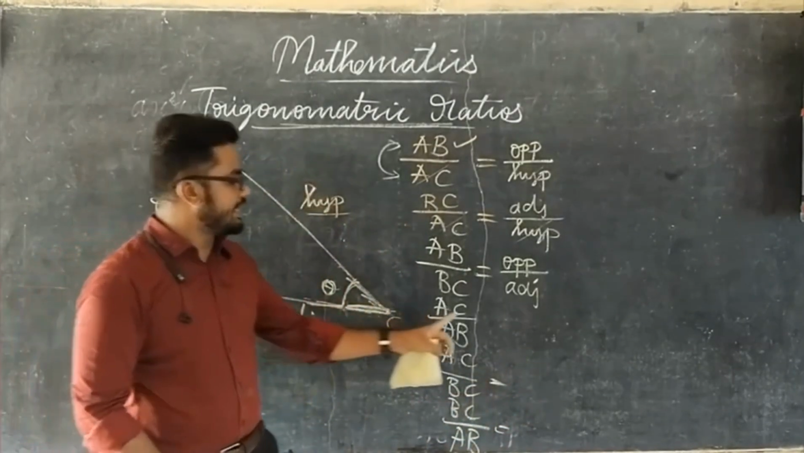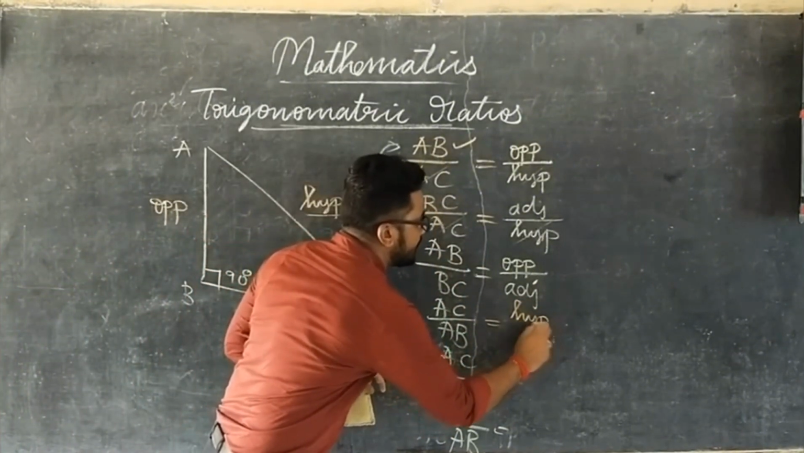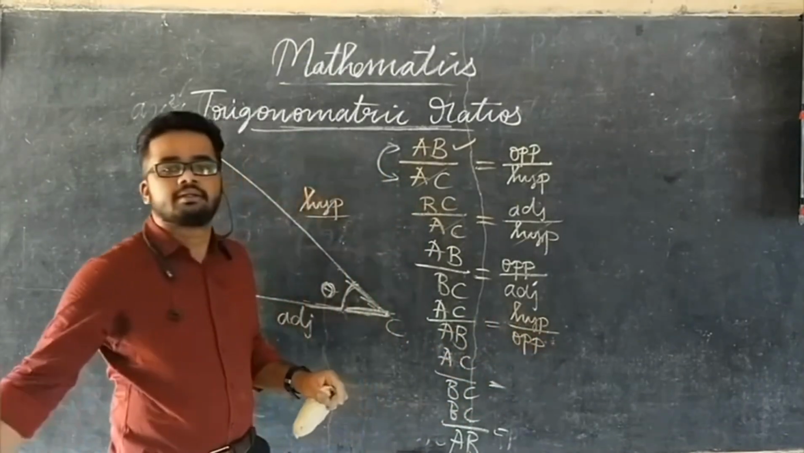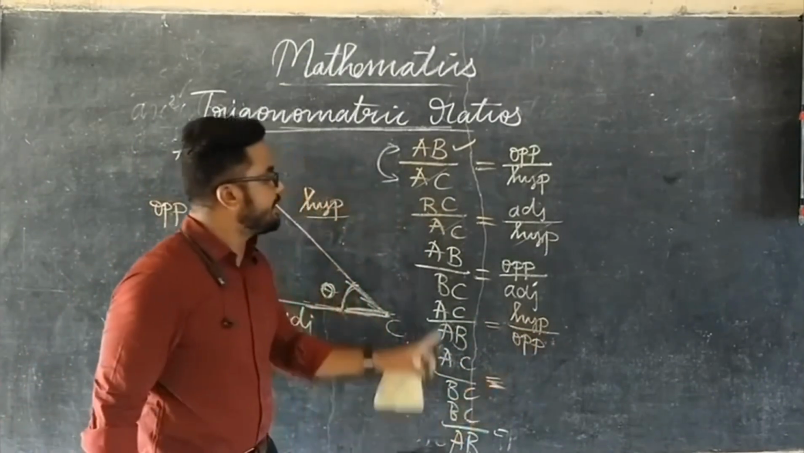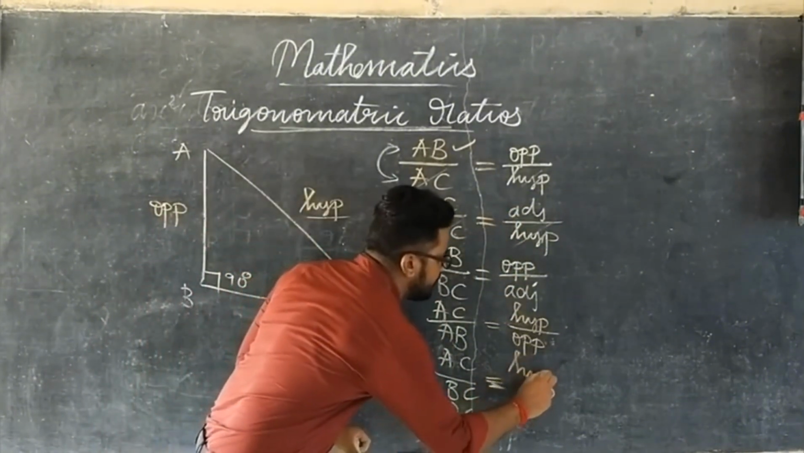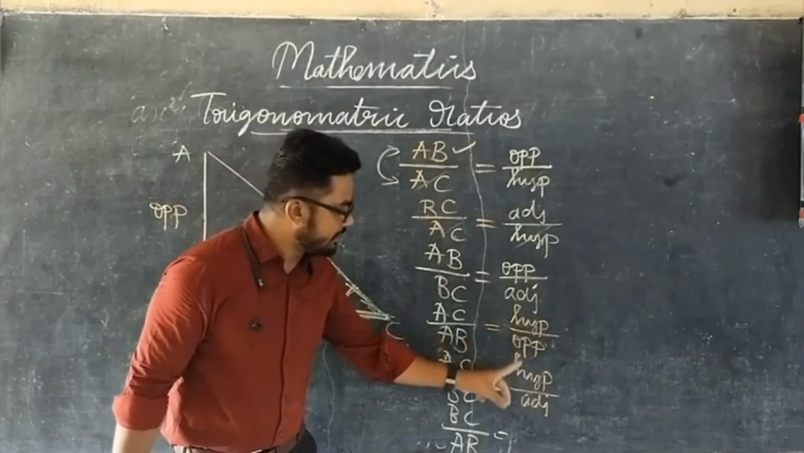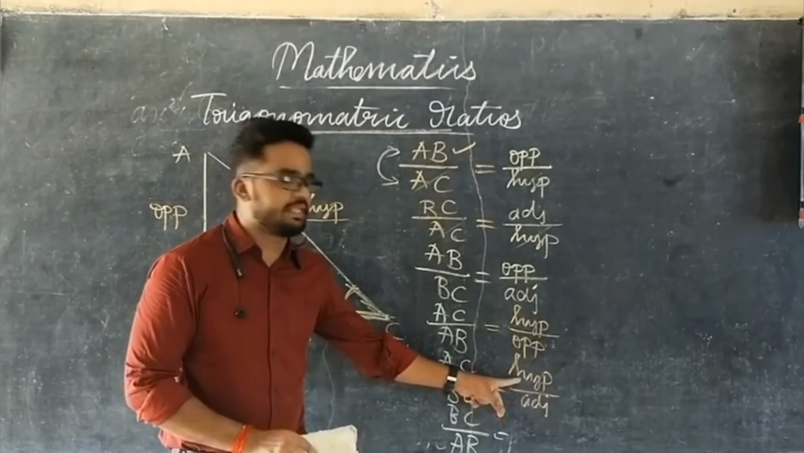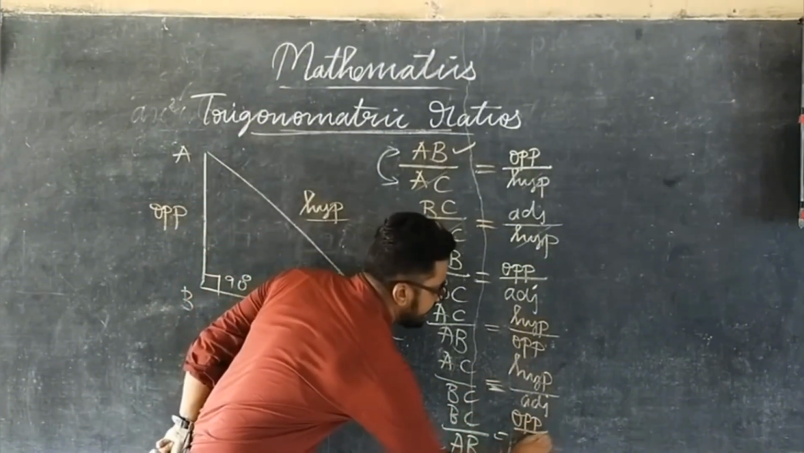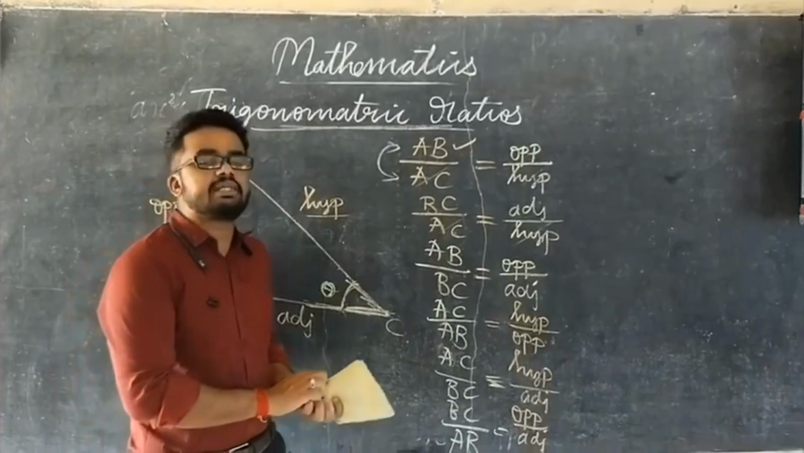Well, how can I write this? AC by AB, I can write hypotenuse by opposite. Next is AC by BC, hypotenuse by adjacent. Here also, hypotenuse cancels everything. Opposite by adjacent will remain. Is this not easy, dear students?